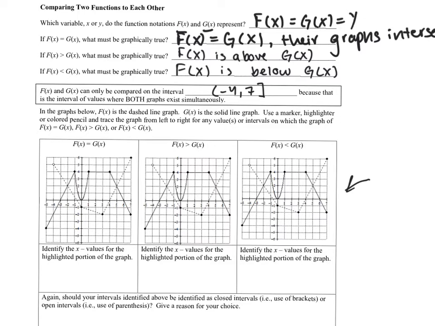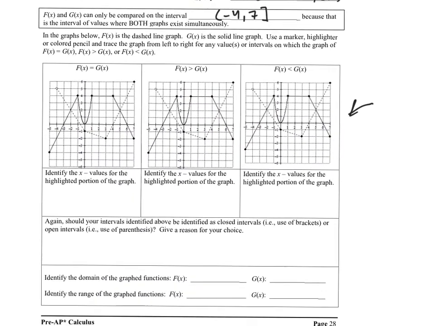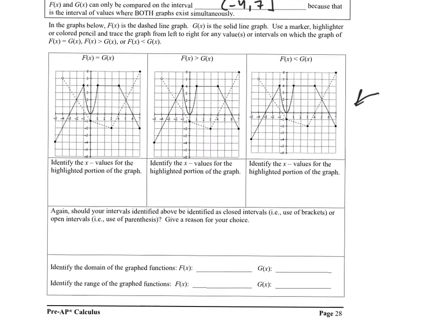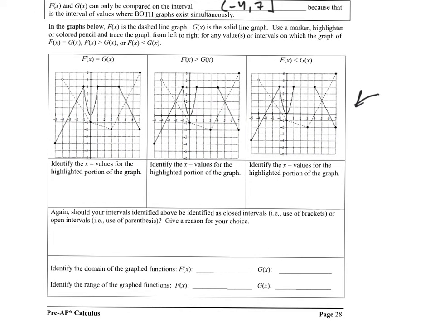So like I said, f of x is the dashed line and g of x is the solid line. It says use a marker or color pencil and trace the graph from left to right for any values or intervals on which the graph f of x is equal to g of x, f of x is greater than g of x, and f of x is less than g of x. So first thing that I'm going to do is identify the intervals or points where whatever it's asking, and then we will go and identify the points in the intervals.